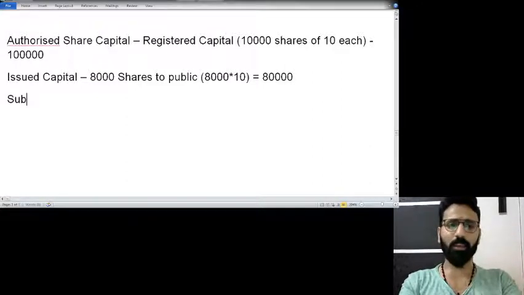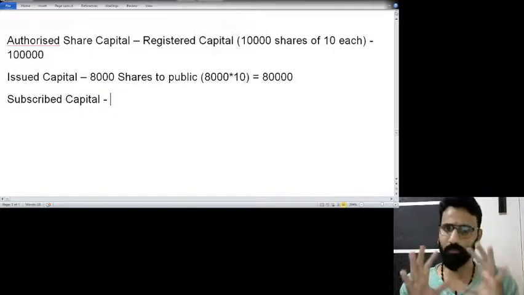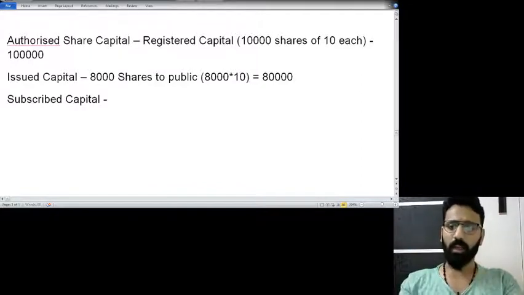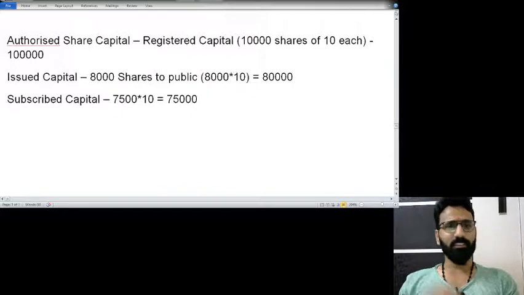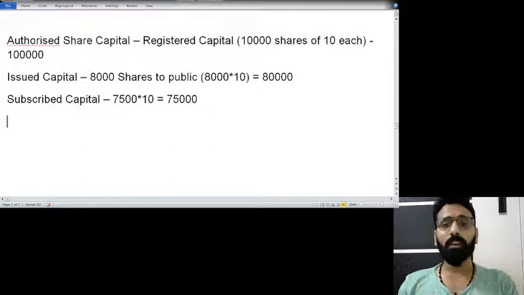Now, I am going in order: authorized capital, issued capital, and the next one is subscribed capital. Out of 8,000, assume public subscribed only 7,500. So you received applications only for 7,500. Hence your subscribed capital is 7,500 into 10, 75,000. See the difference? I can issue up to 10,000. I issued only 8,000 and I got applications for only 7,500. So my subscribed capital is 75,000, whereas my authorized is 1 lakh and my issued is 80,000.